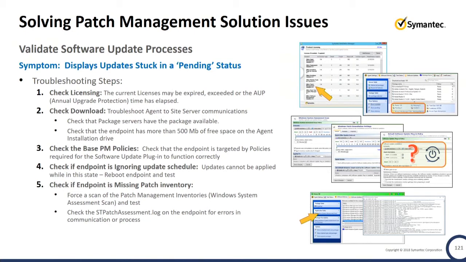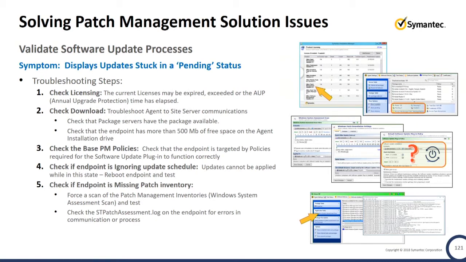As soon as it hits 500, everything stops, right? Because it's going to get in a situation where it can't load any of them. Okay, check the base patch management policies. Go into the specific policies, or a bunch of them if you're having a major issue, and check every single detail. Make sure the targets are right.